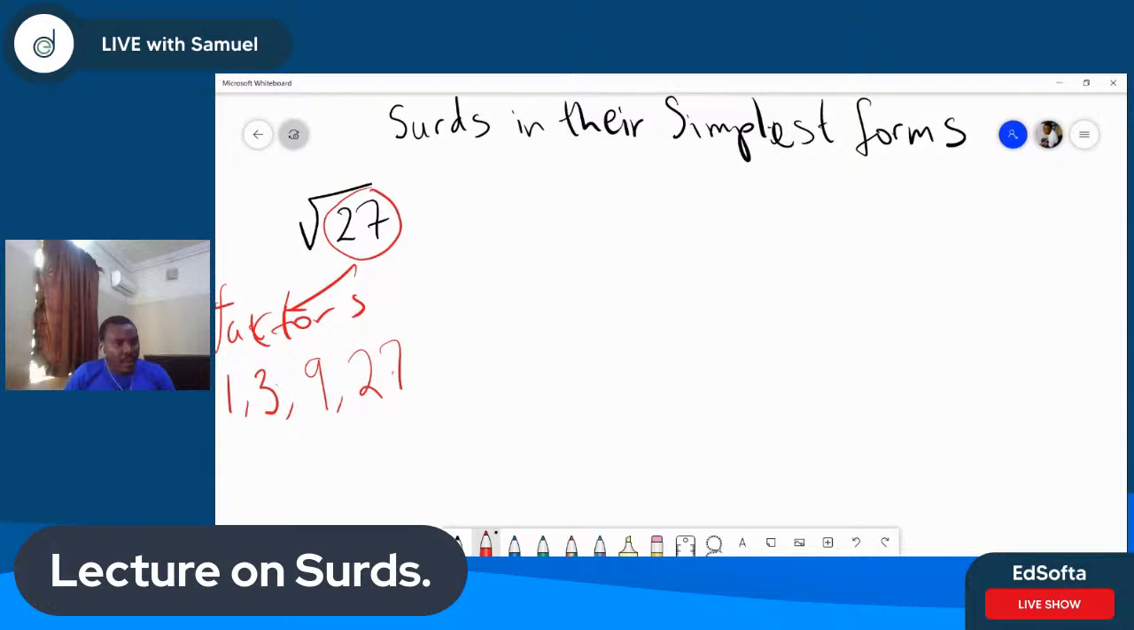But is 1 a perfect square? Yes, but it doesn't help, so we cannot use it. We remove it. The next is 27. Is 27 a perfect square? No. So we cannot use it either. The next one is 3. What would 3 multiply to give us 27? 9. Is 9 a perfect square? Yes, perfect square.